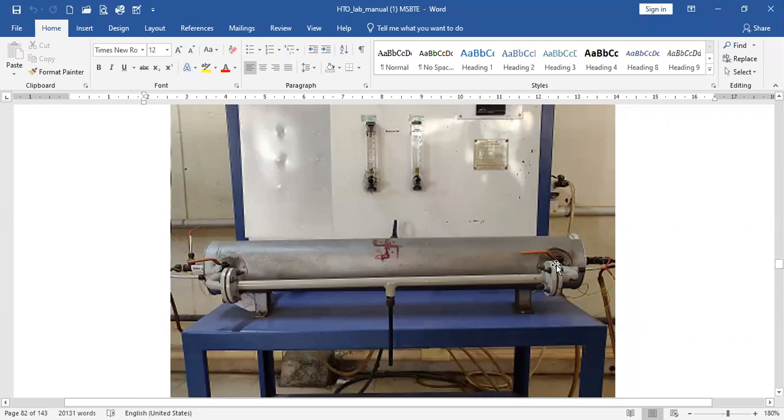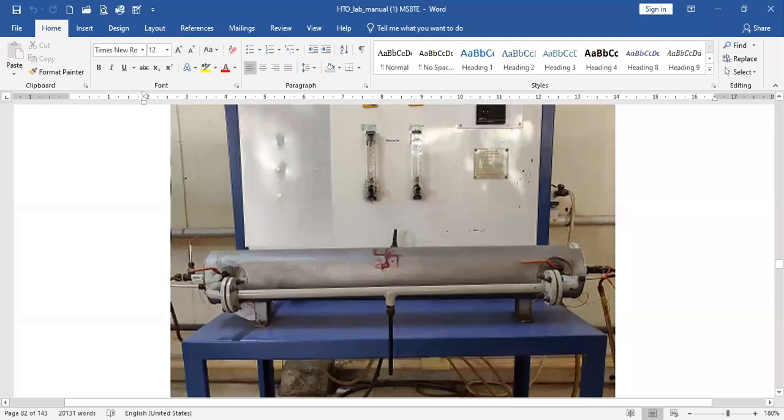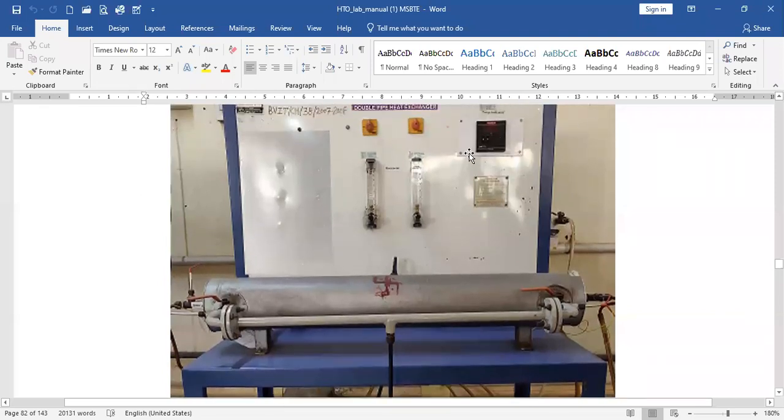the same setup we can run the co-current condition as well as the counter current condition. Then these rotameters are nothing but the volumetric flow rate measurement devices for the cold fluid and for the hot fluid. Then there are digital temperature indicators, and these are the knobs for the heater. For heating purpose, we have to turn on heater 1 and 2, and then we can start the experiment.